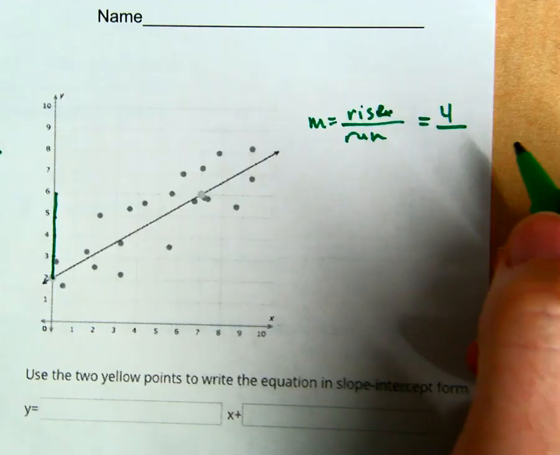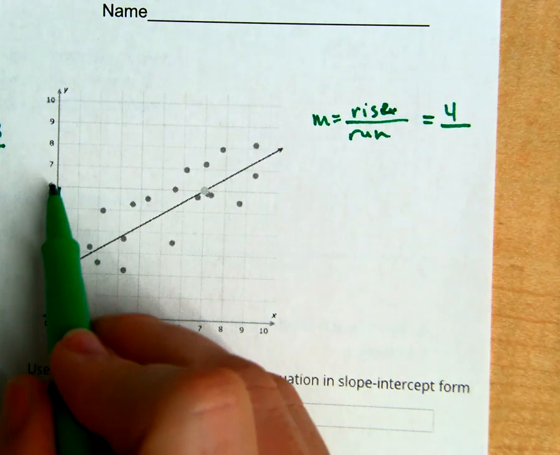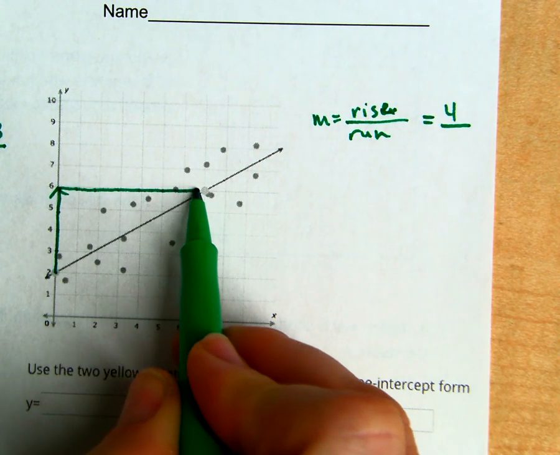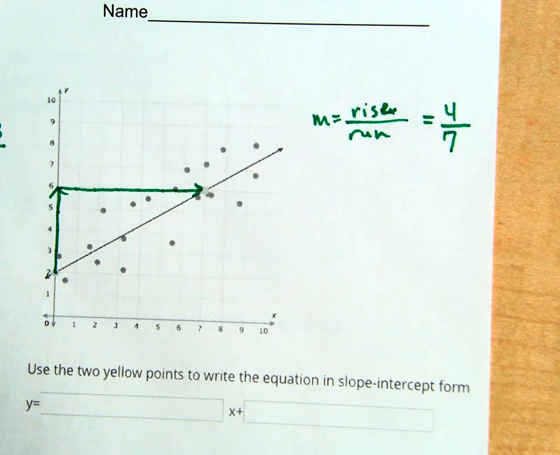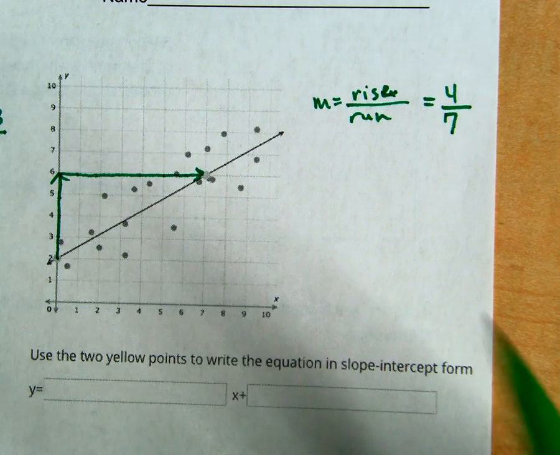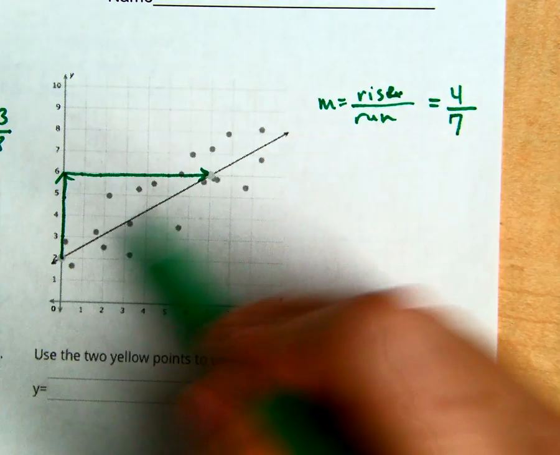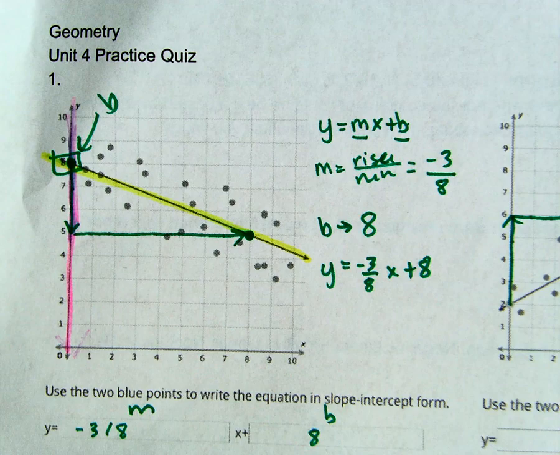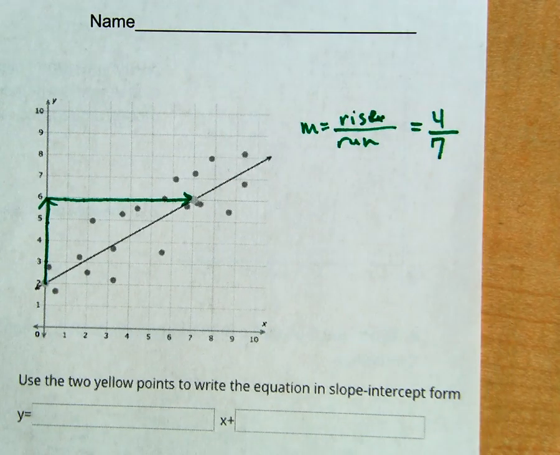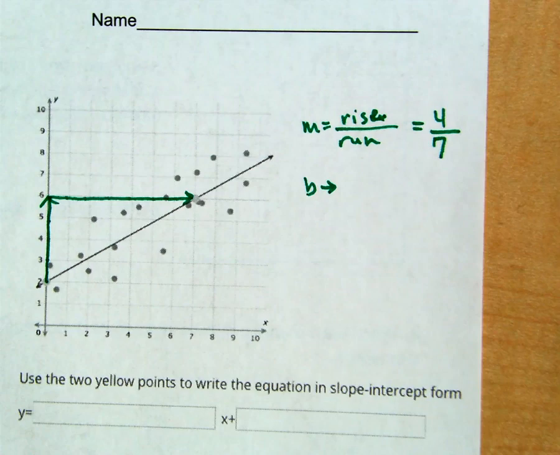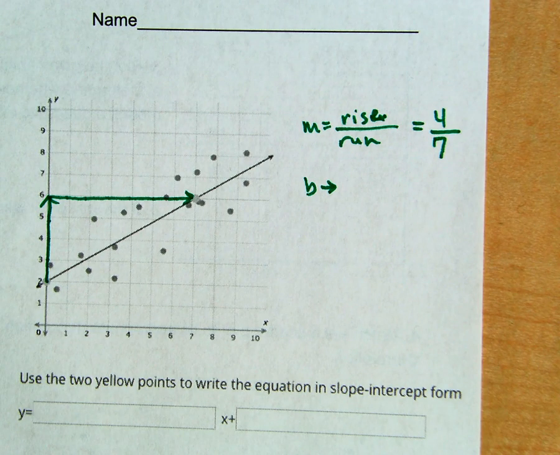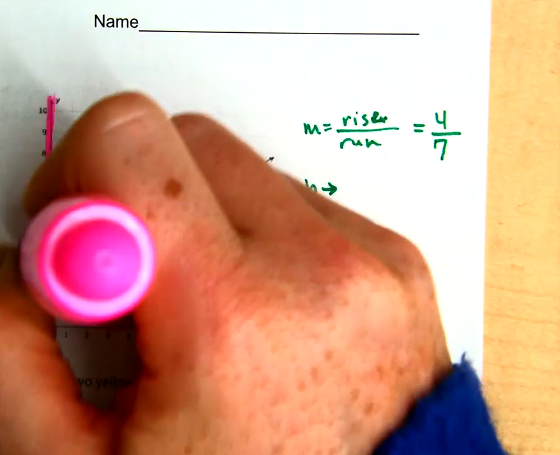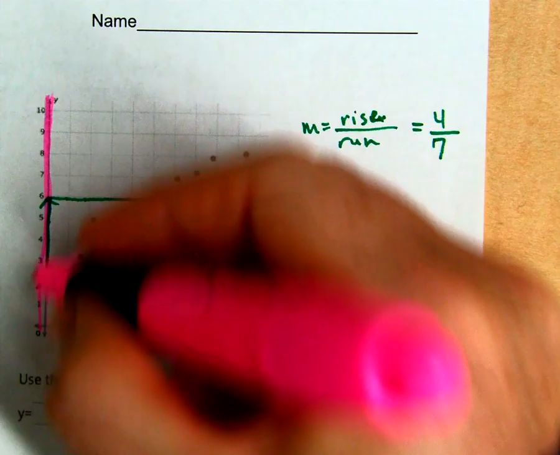There we go, +4. And then I'm going to run 1, 2, 3, 4, 5, 6, 7. So I'm going to run +7. And notice my slope is going to be positive because my line is increasing. Whereas on the first one, my line was decreasing, so my slope was negative. Okay? Then I'm going to try to find b. So again, I'm thinking, all right, I've got this y-axis, and I want to know, does the line intersect somewhere with the y-axis?